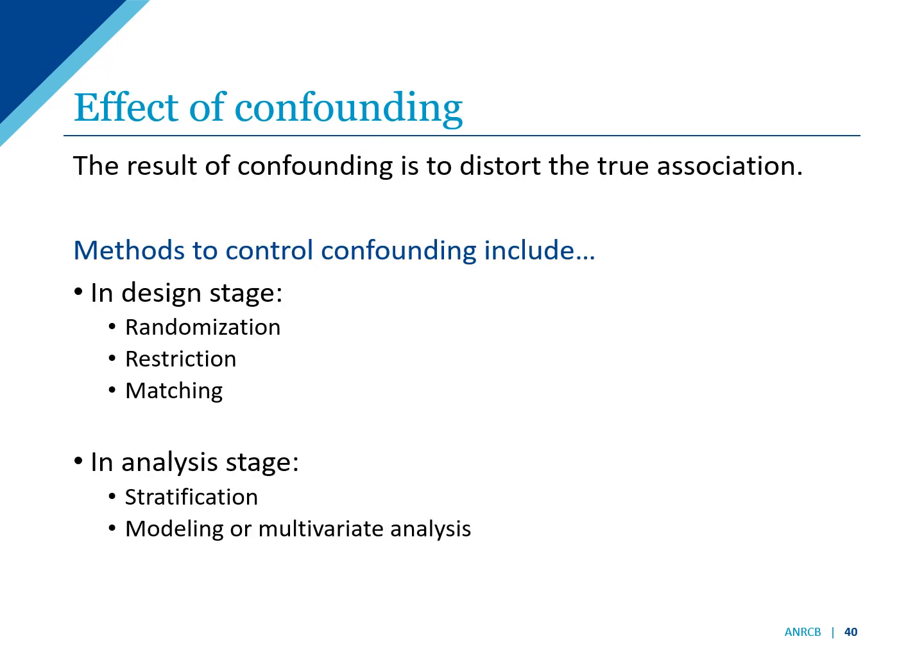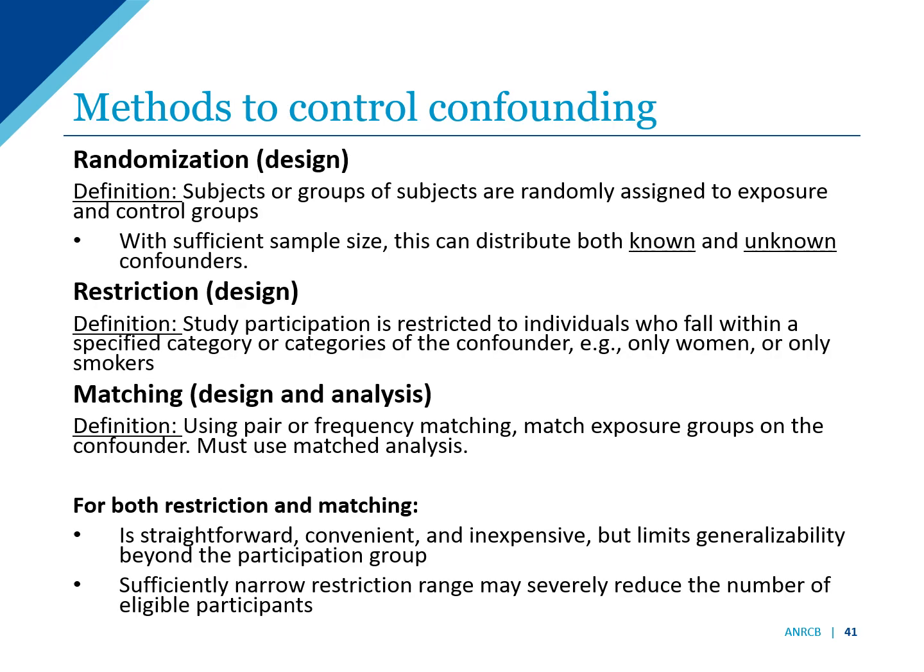Because confounding can distort the true association between our variables, we want to be sure to control for it. We can do this in design with randomization, restriction, and matching methods, and in analysis with stratification and modeling. In design, we can use randomization, when appropriate, to evenly distribute known and unknown confounders between study groups. You do need the resources to conduct randomization and a sufficient sample size for an even distribution.